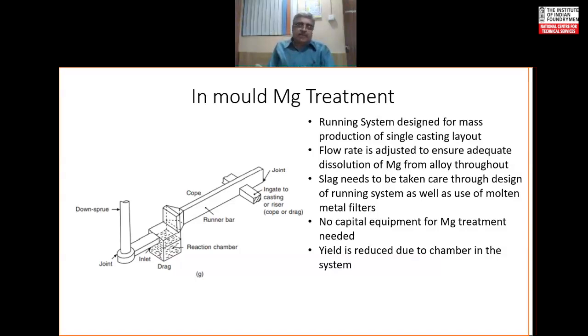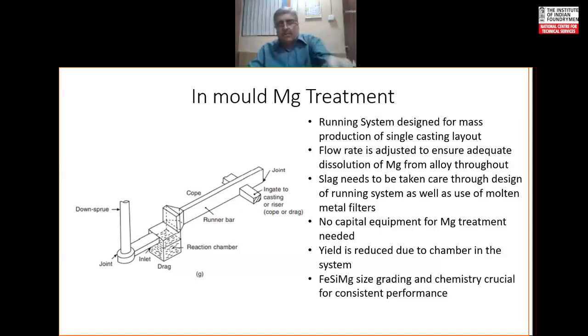The service requirements are such that it is machined all over. Not a speck of sand is tolerable. Machining allowances were very, very tight in this case. And they have been using this extremely successfully, producing lakhs and lakhs of these crankshafts.